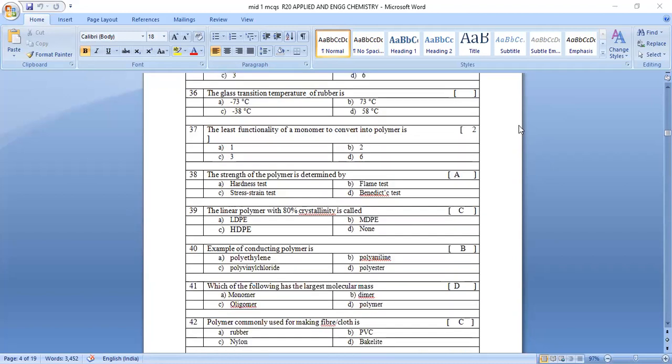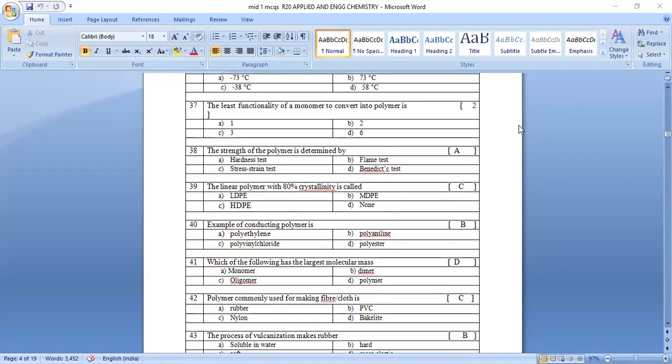Question number 39: the linear polymer which contains 80% crystallinity is known to be HDPE. We have three classifications: LDPE, MDPE, HDPE, that is low density polythene, moderate density polythene, high density polythene. 80% crystallinity indicates higher crystallinity, which means higher density polymers, high density polythene.